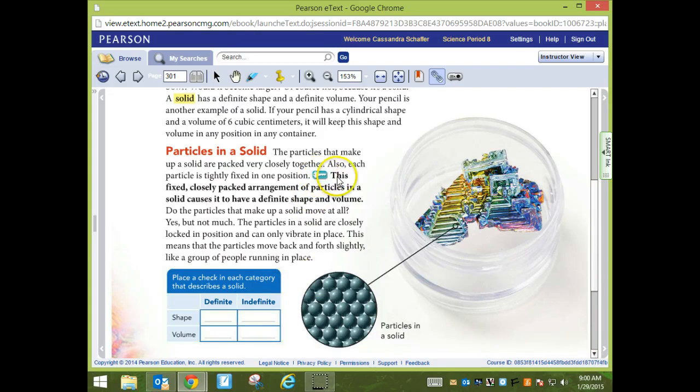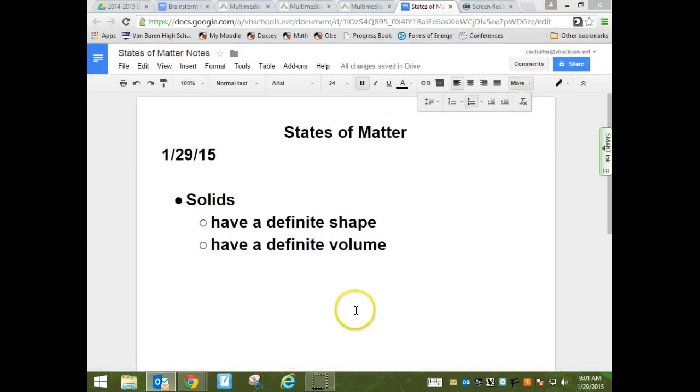Okay, so I see a big key here. This fixed, closely packed arrangement of particles in a solid causes it to have a definite shape and volume. So we have a definite shape and volume going on here. They're restating that again, so it's good that we have that in our notes. What we want to describe are the particles. So they're packed very closely together, and they vibrate in place.